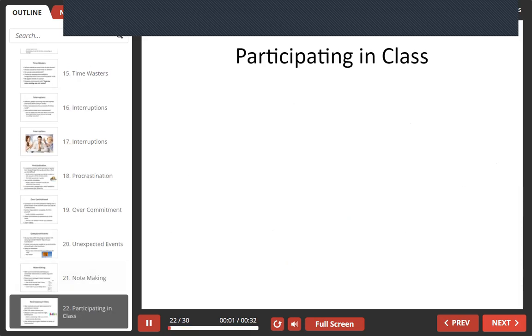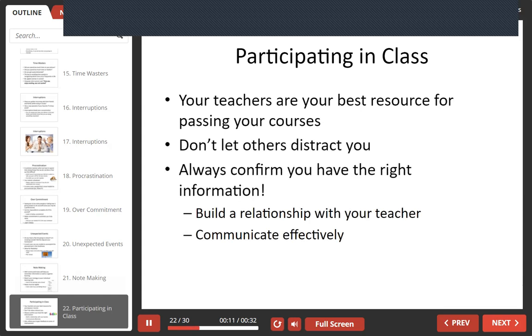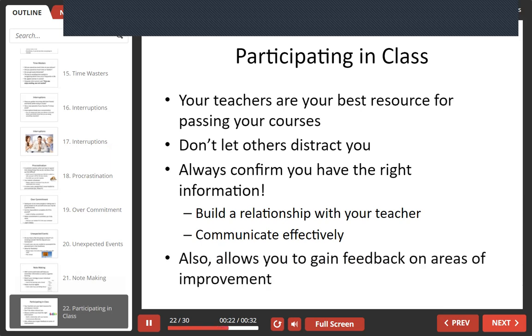One of the best ways to manage time is to participate in class. Your teachers are your best resource for passing your courses. Don't let others distract you. Always confirm that you have the right information. For example, build a relationship with your teachers so that you don't feel ashamed of asking questions, and communicate effectively. Also, it allows you to gain feedback on areas of improvement so things seem more clear so that you can get things done in more of a timely fashion.